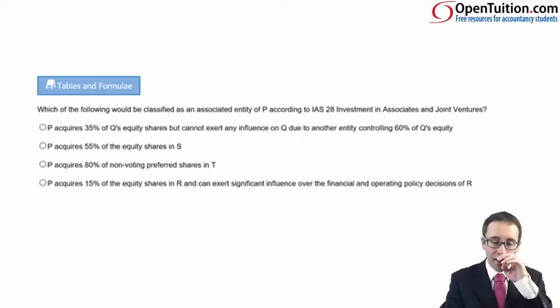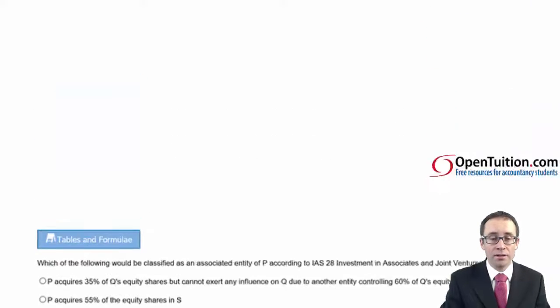So I've got a little example here. I think it's actually an example from an F2 question. You are asked to go through there and classify which is an associate of P according to IAS 28. And you need to choose one of those four items. Okay. If you choose the wrong one, you don't get any marks.